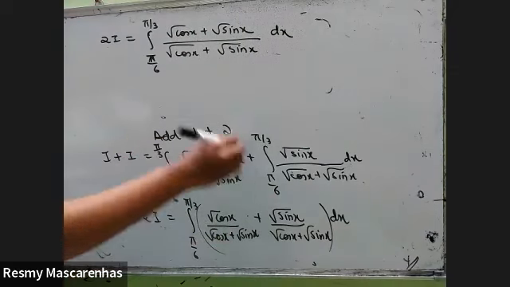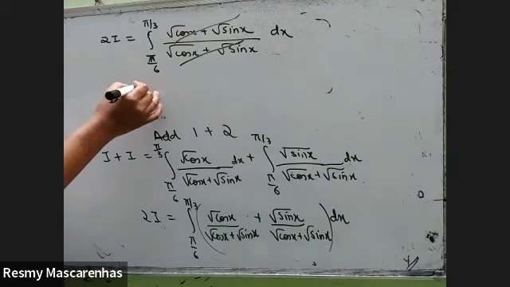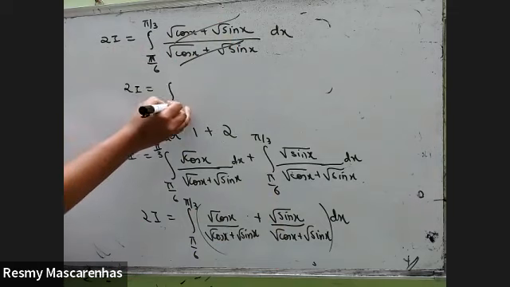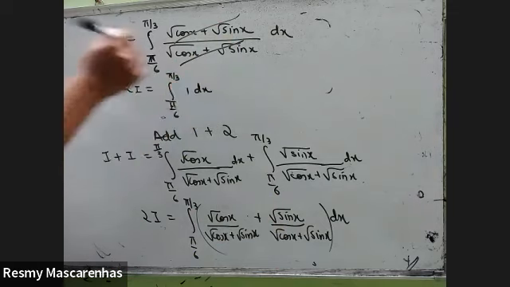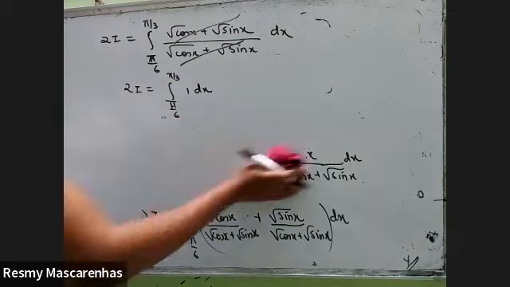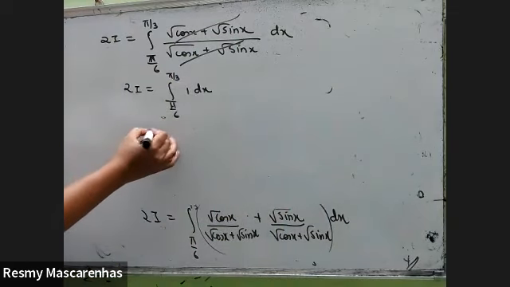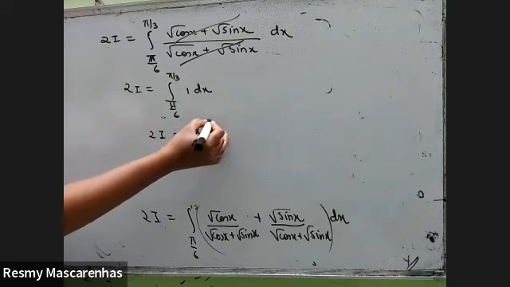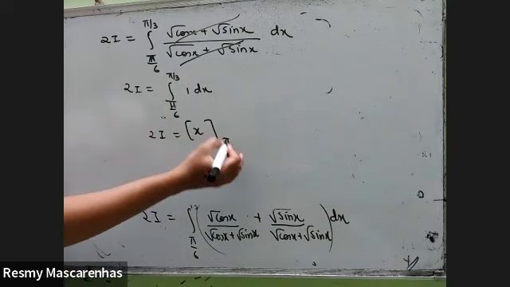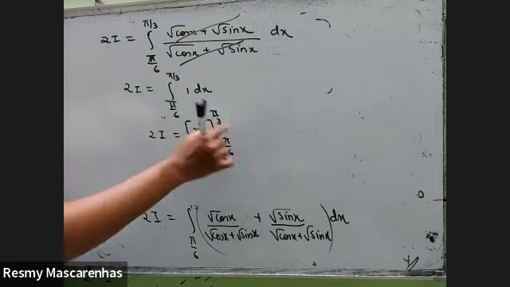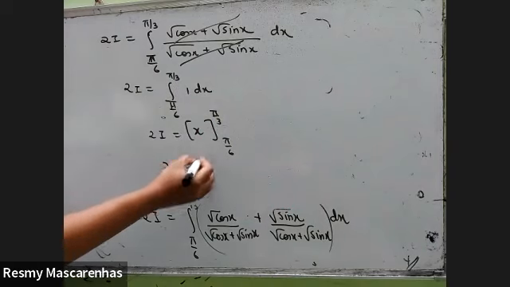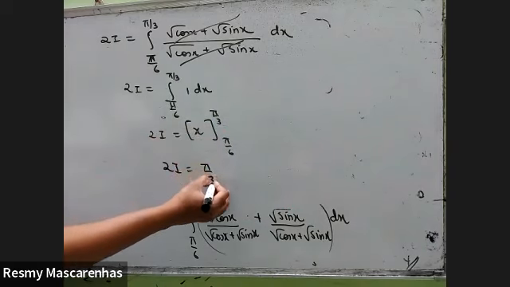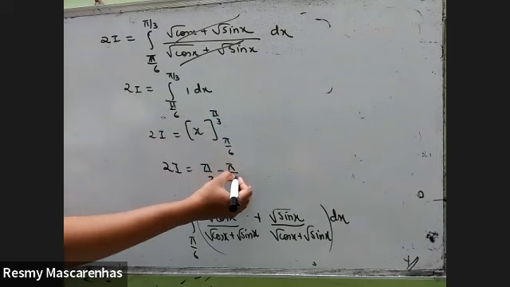Because common denominator. Here it has 1 dx, and you know integral of 1 is x. You put the limits. The only difference here is it is not 0 to pi by 2, it is pi by 6 to pi by 3. So higher limit first minus the lower limit.